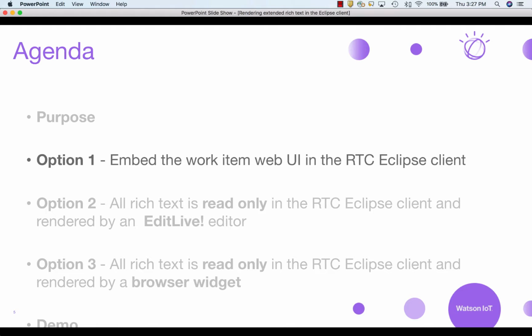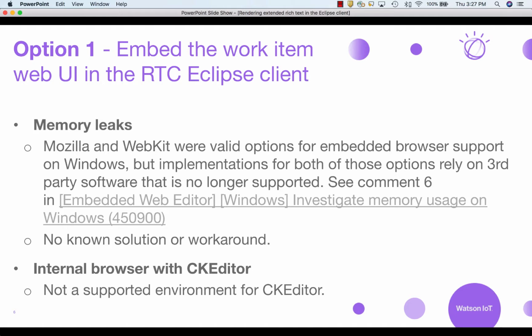So we started our investigation on this. First, we looked at embedding the entire work item web UI in RTC Eclipse client instead of the native Eclipse editor, similar to the approach we took with Visual Studio Client. As we started our journey on this particular approach, we hit few major roadblocks. First one being memory leaks on Windows, and this was a result of a known bug due to issues between Eclipse and IE, which is the default internal browser. This bug exists for more than 10 years, and there is no solution or workaround for it.